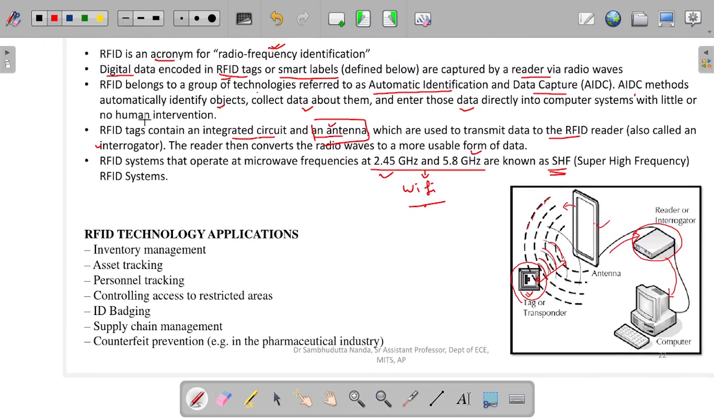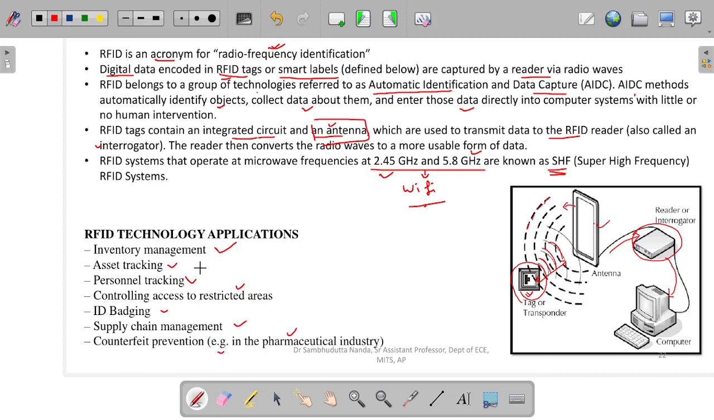Now what are the basic applications? One, inventory management system, that means the warehouse and all. Then asset tracking, personal tracking, controlling access to restricted areas, ID badging, supply chain management, counterfeit prevention, or pharmaceutical industry.